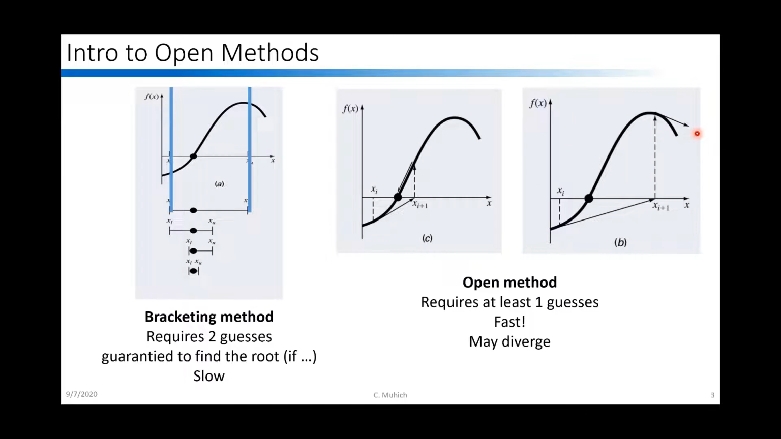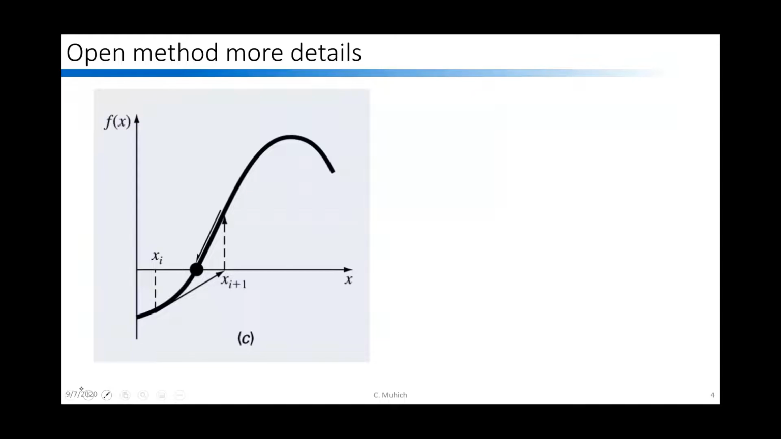So the benefit of the open methods is we can be faster, but we can end up having divergent solutions and end up being unable to find the root, or ending up far away from the root that we're interested in. So let's look at this method in more detail.